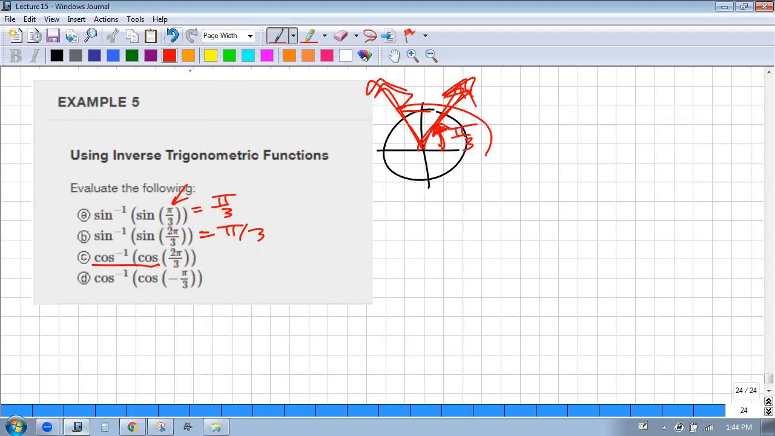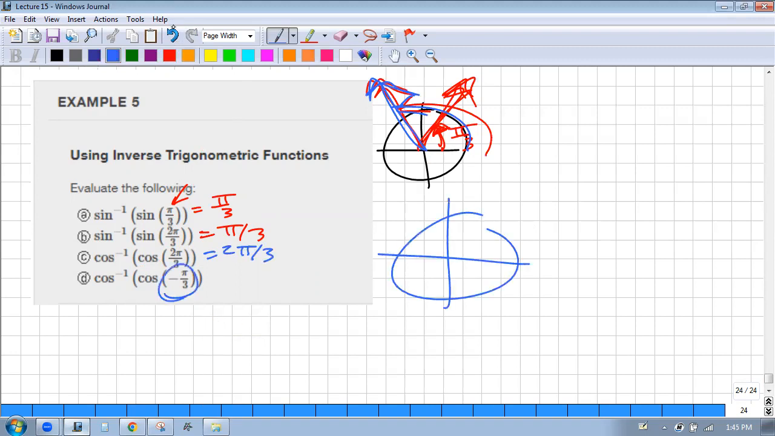Here's cosine inverse of cosine. Where is this 2 pi over 3? We already drew it. There's our 2 pi over 3, right? Well, cosine inverse always gives us something up here. Well, that is up there. Fine, we get our 2 pi over 3 back.